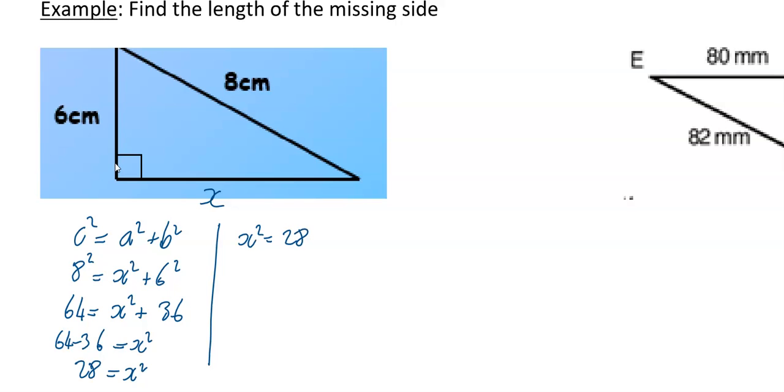If you know x squared is equal to 28, x is just going to equal the square root of 28. Okay, it hasn't worked out nicely. It's not a nice square number. So I'm going to give my answer to 2 decimal places. So the square root of 28 to 2 decimal places is 5.29 centimeters. And always write down what degree of accuracy you've given it to. So it was 2 decimal places, so brackets 2dp.